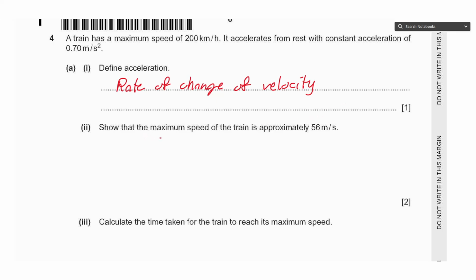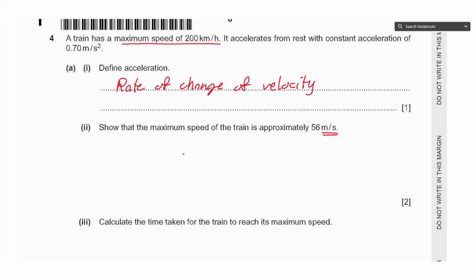Part two, part one says show that the maximum speed of the train is approximately 56 meters per second. It also mentions at the top of the question that there is a maximum speed of 200 kilometers per hour, but now we require it in meters per second, so we convert the units.